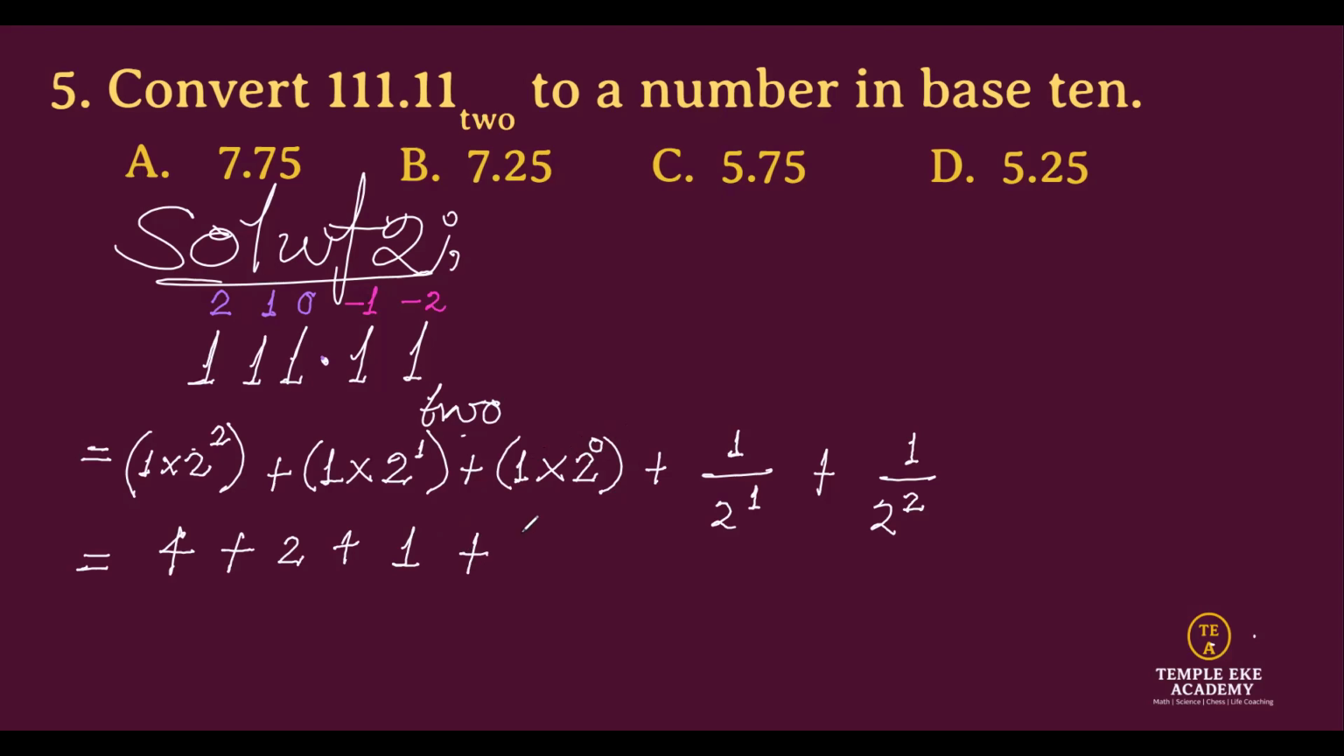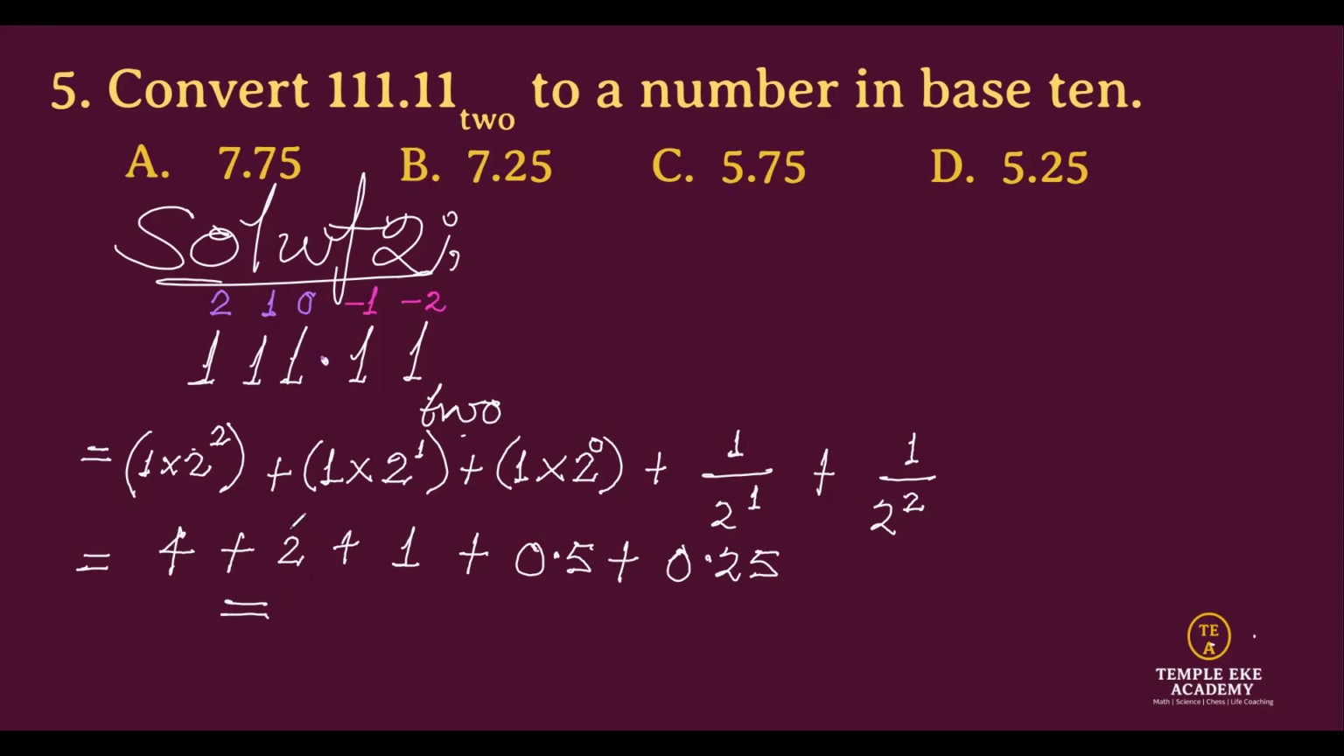Then plus, the best is to express this as a decimal. 2 to the power 1 is 2. So 1 over 2 is 0.5. Plus, and here 2 to the power 2 is 4. And 1 over 4 is 0.25. That's right. And by adding this together, we get our final answer.